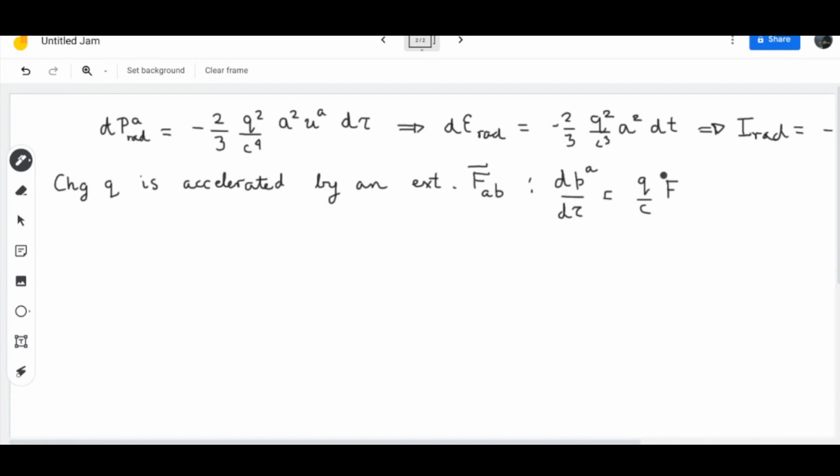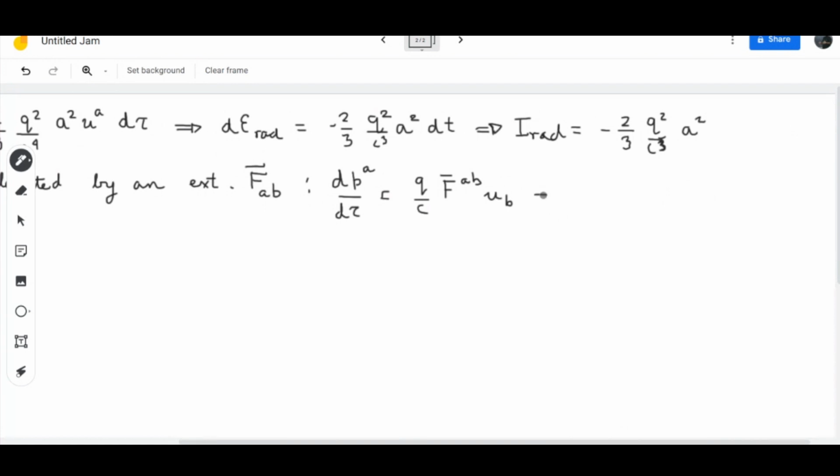F bar ^A_B, U^B. Which I can, of course, write as q by c without any change as F bar ^A, put the B down and raise the U index up, right? Absolutely no change, because it's up-down here and I can always write it up-down here. Okay, so that's this. And then from here, I can get an expression for the acceleration.